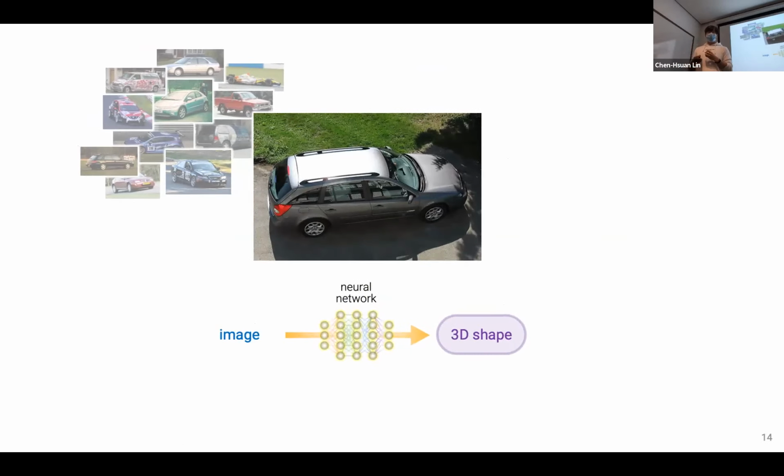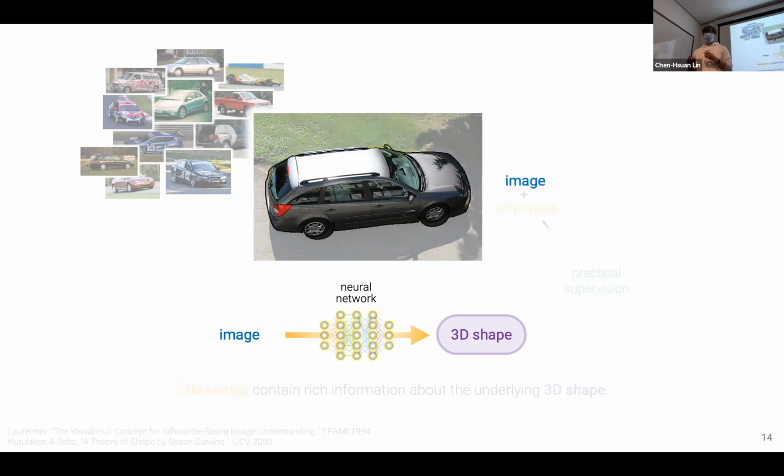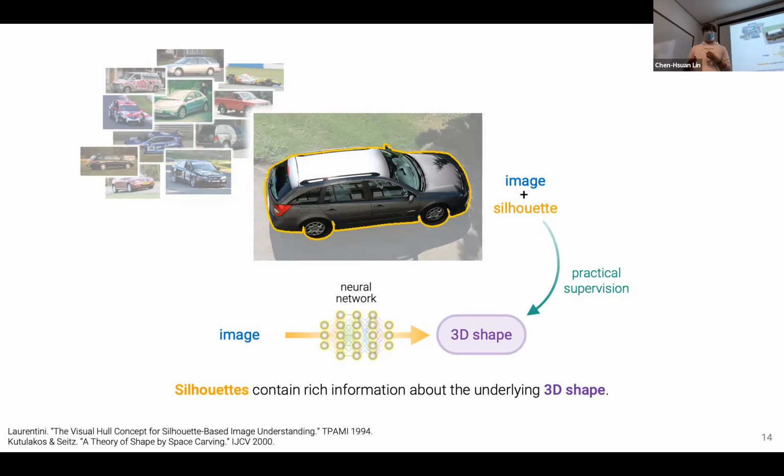And we can also make the assumption that if we are considering mostly object categories, these object silhouettes can be annotated and are available as well. And silhouettes contain very rich information about the possible 3D shapes that an image can take on. It also dates back to some of the more classical works of visual hulls and space carving.